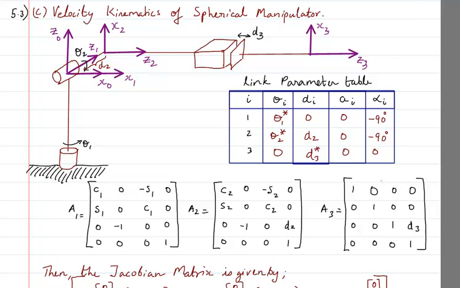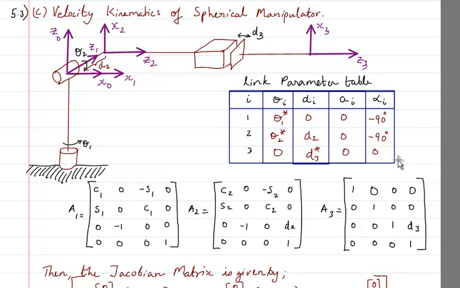Hello everybody. Let us look at the velocity kinematics of a spherical manipulator. The velocity kinematics of the spherical manipulator again requires the same diagram that we have done for forward kinematics, and based on that, using the DH convention, we draw the following frame as it is drawn here, and based on that we define the link parameter table that we have already done in the forward kinematic portion.